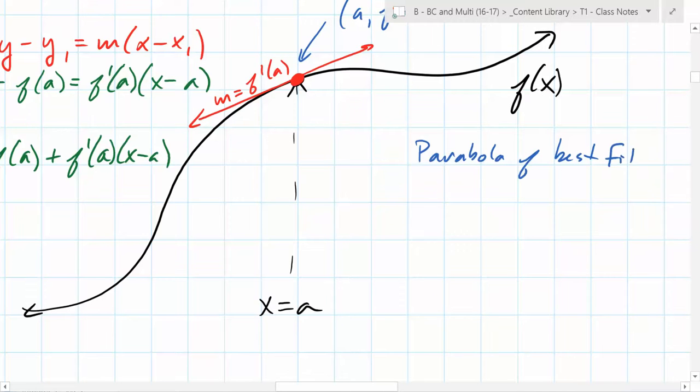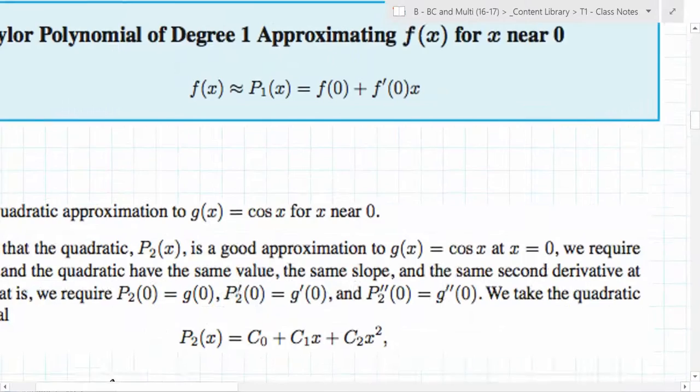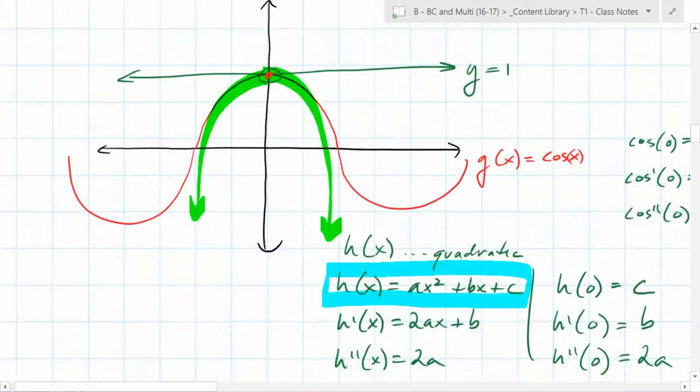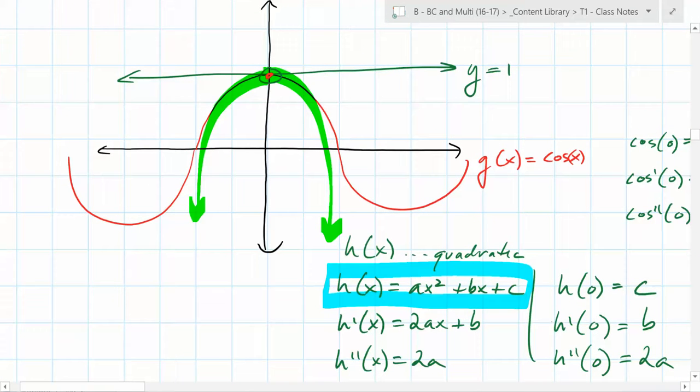The specific example I want to deal with is this one right here. What function is in red? Cosine of x, okay? So let's say I wanted to find the tangent line when x is 0. What happens to be the slope right there? 0. So it's a horizontal line. So the tangent line is y equals 1.